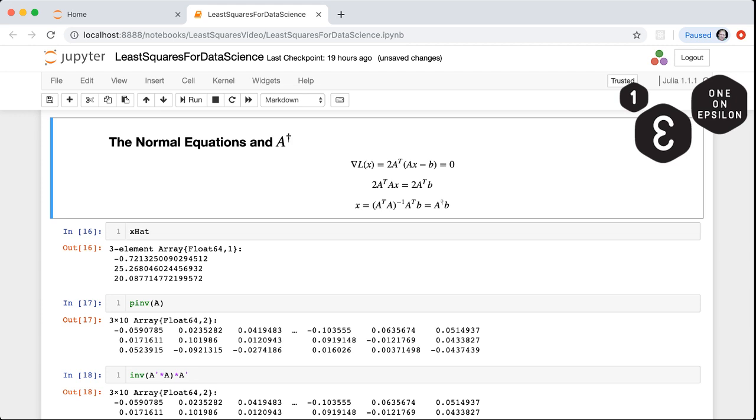The solution to the normal equations is x equals A dagger multiplied by b, where this A dagger is called the Moore-Penrose pseudo-inverse. It is (A transpose A) inverse times A transpose. Now the matrix A transpose A, also the Gram matrix of A, is non-singular if and only if A has linearly independent columns, as we have in this case. In this case, this is how we define the Moore-Penrose pseudo-inverse.